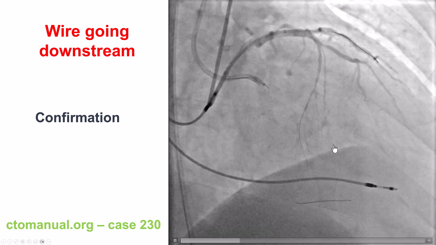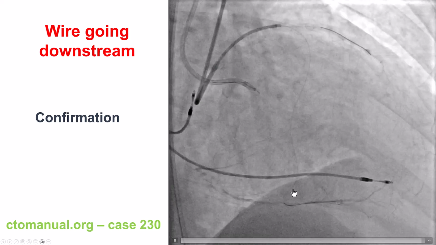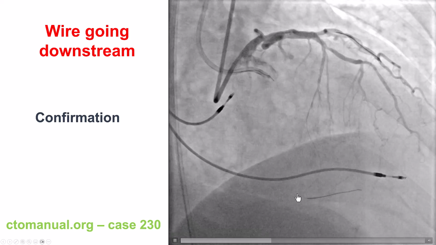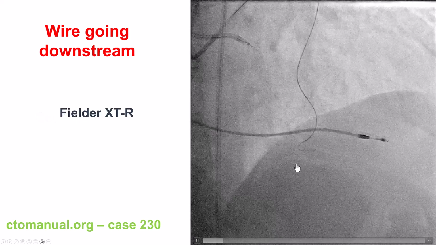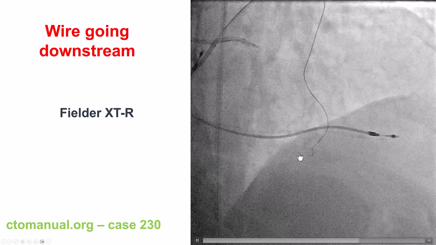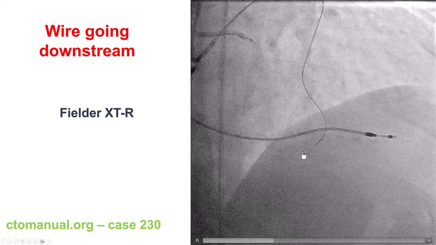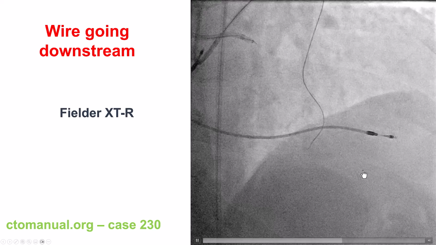And one way to deal with this is to bring the microcatheter back down and then try to use different guide wires with different bends to redirect the wire. This is what we did. We pulled it back, we used the Fielder XTR with a different bend, and we were finally able to redirect it. So now it's going proximally instead of going distally.